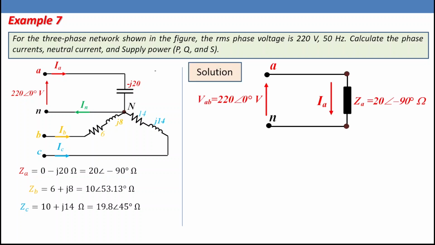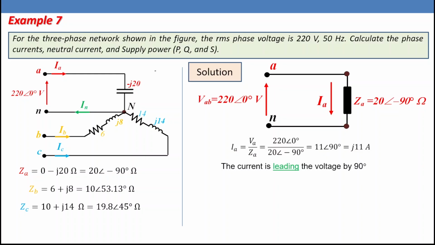For phase A, we have the voltage applied to this impedance 20 minus angle 90 degrees because that one is pure capacitive. So the current in this case will be 11 ampere angle positive 90. So the current is leading the voltage by 90 degrees. Regarding the power in this phase, definitely active power is 0. Reactive power, we can calculate it as I phase square XC, and the apparent power equals the reactive power in this case. Please note, because that one is a capacitive load, the reactive power should be negative, minus 2.42 kilovar in this case.